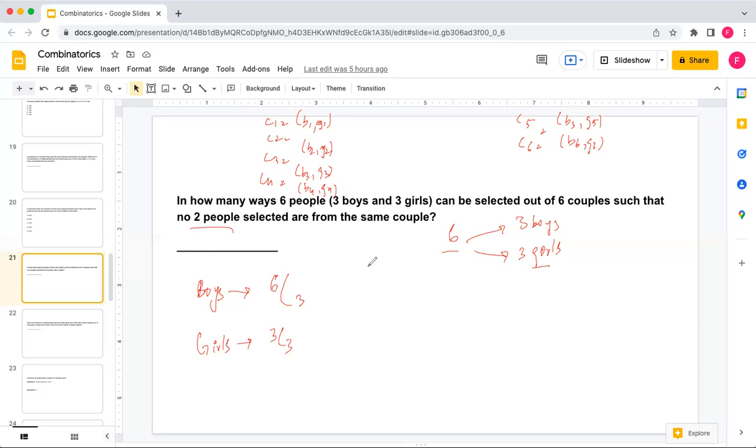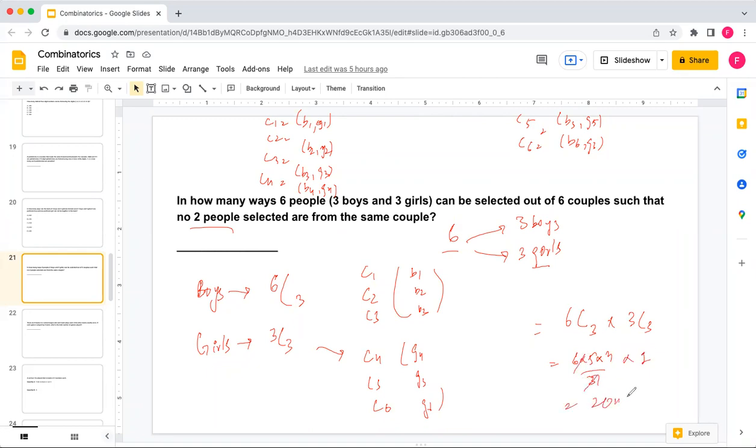For example, if I pick boys from C1, C2, and C3, then for the girls I need to pick from C4, C5, and C6, so that no girl and boy are from the same couple. So this will be 6C3 into 3C3, which is 6 into 5 into 4 divided by 3 factorial into 1. So this equals 20 ways.